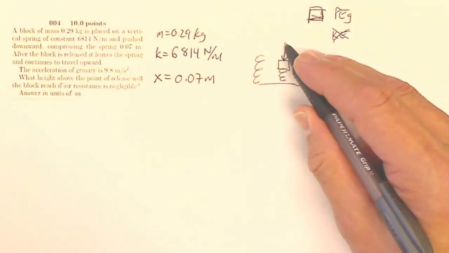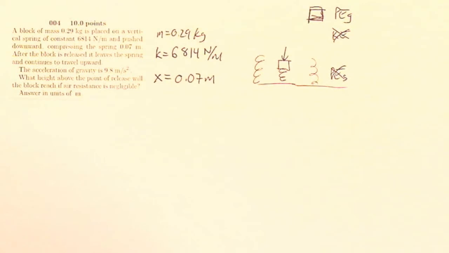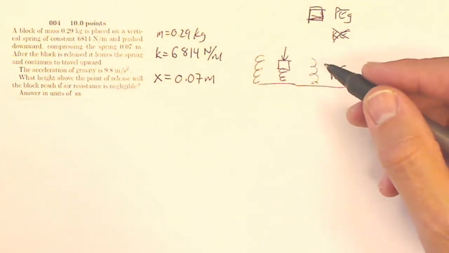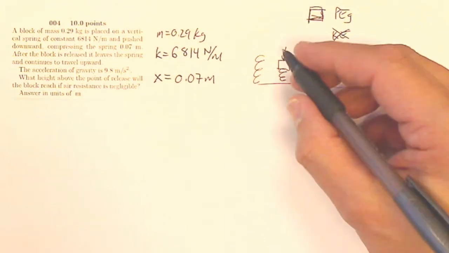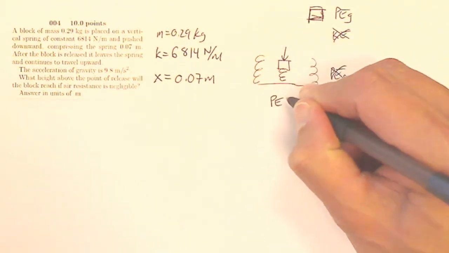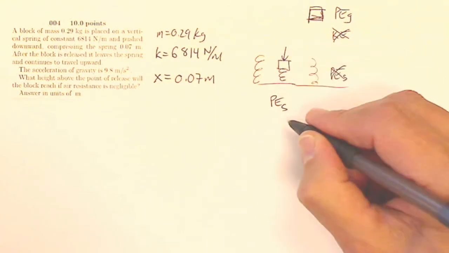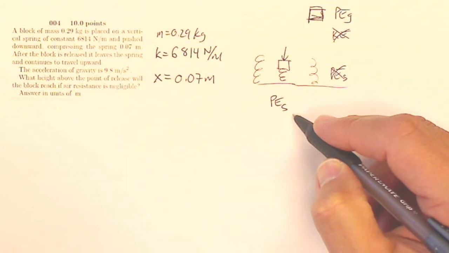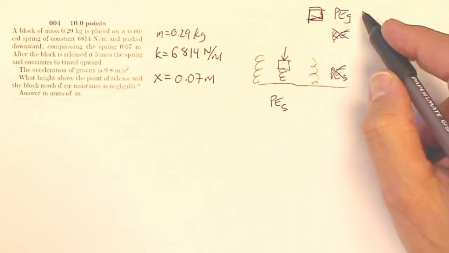At this point, it is compressed and cannot move. So here it's all compressed. Here I've got some potential energy in the spring, and it's not moving and it can't fall. So here I've got potential energy of the spring. Here I've got some gravitational potential.